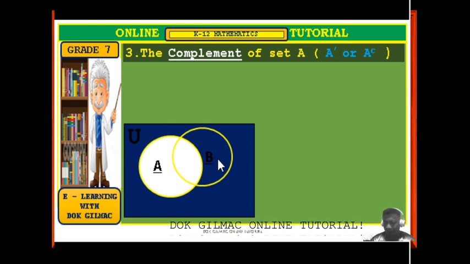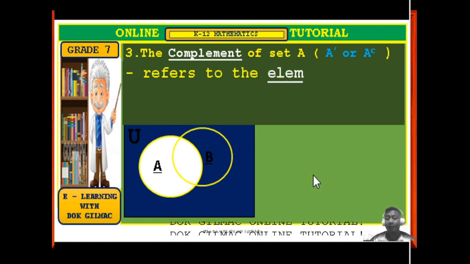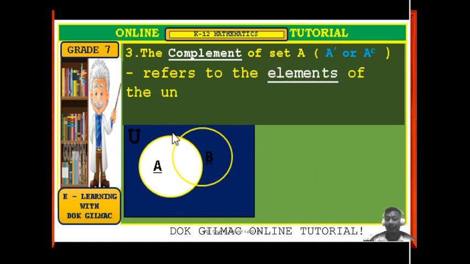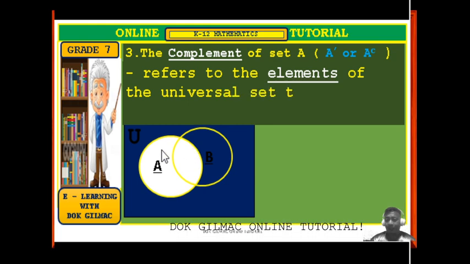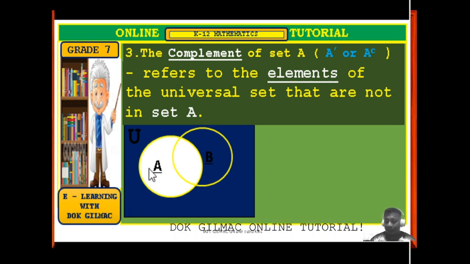Inclusive are the elements of set B here. Okay. So from here we have the definition. It refers to the elements of the universal set that are not in A. So we should only list down all elements of the universal set that are not in set A.